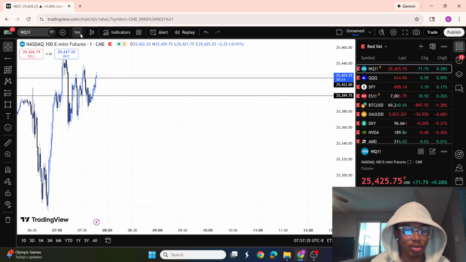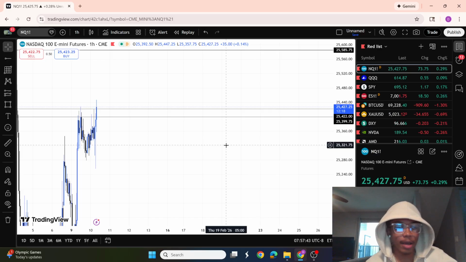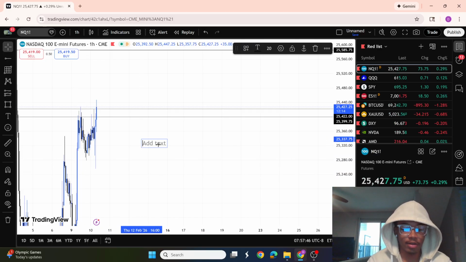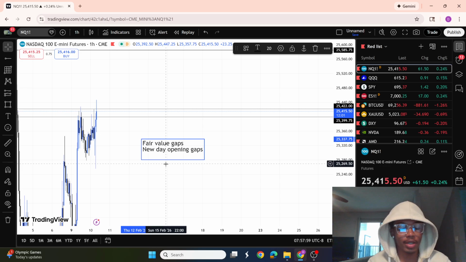Alright, so zoom out. Alright, so we had a few gaps that we went over yesterday. We went over fair value gaps. We went over new day opening gap and new week opening gap.